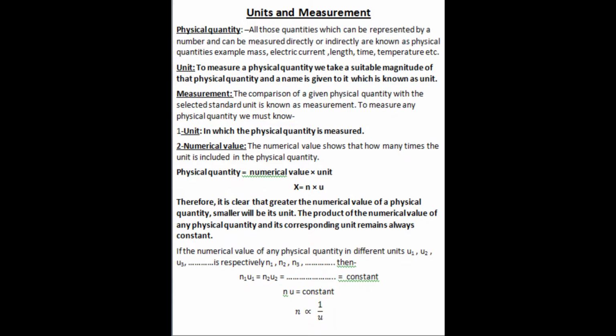All those quantities which can be represented by a number and can be measured directly or indirectly are known as physical quantities. There are so many examples of physical quantities, just like mass, electric current, length, time, temperature, etc.